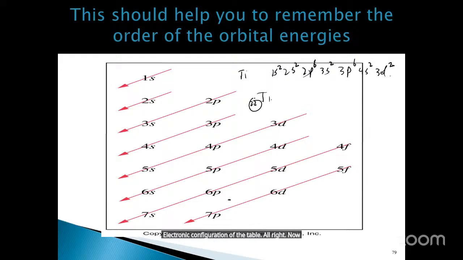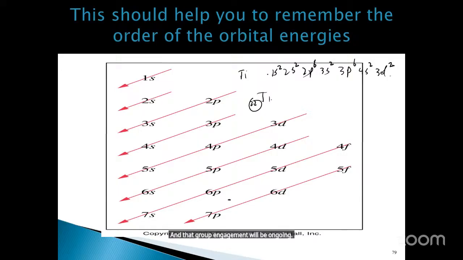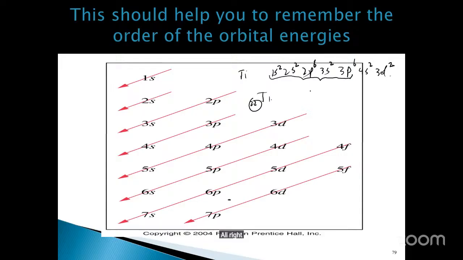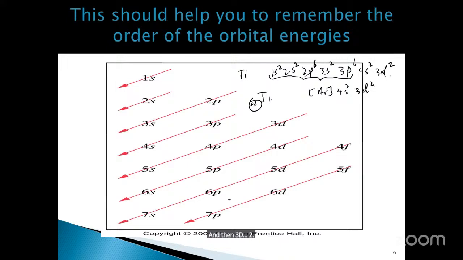Now, if you are asked for the abbreviated version, then, as I said before, what you do is look for the group 8 element that comes before titanium. And that group 8 element would be argon. Argon would be all of this right here. All right. So therefore, for the abbreviated version, it would be this: Ar in square brackets, followed by 4s2, and then 3d2. And that would be the abbreviated version of the electron configuration of titanium.